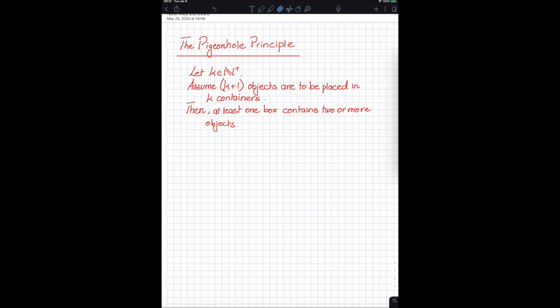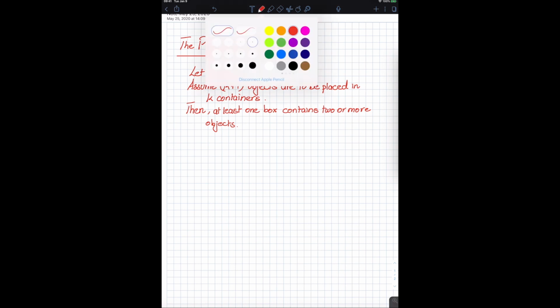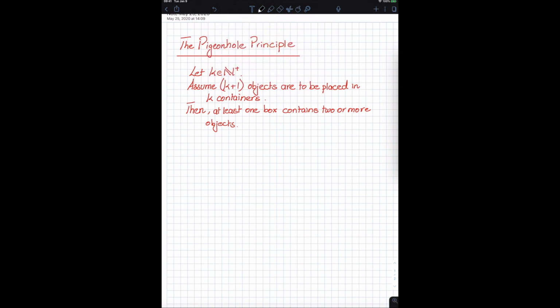Guys, in one of my previous videos, someone asked me to explain what the pigeonhole principle is. So in this video, I'm going to tell you exactly what the statement of the pigeonhole principle is. I'm going to show you a proof for it, and then we'll see a question in which we'll apply the principle. So let's first go ahead and see what the pigeonhole principle is.